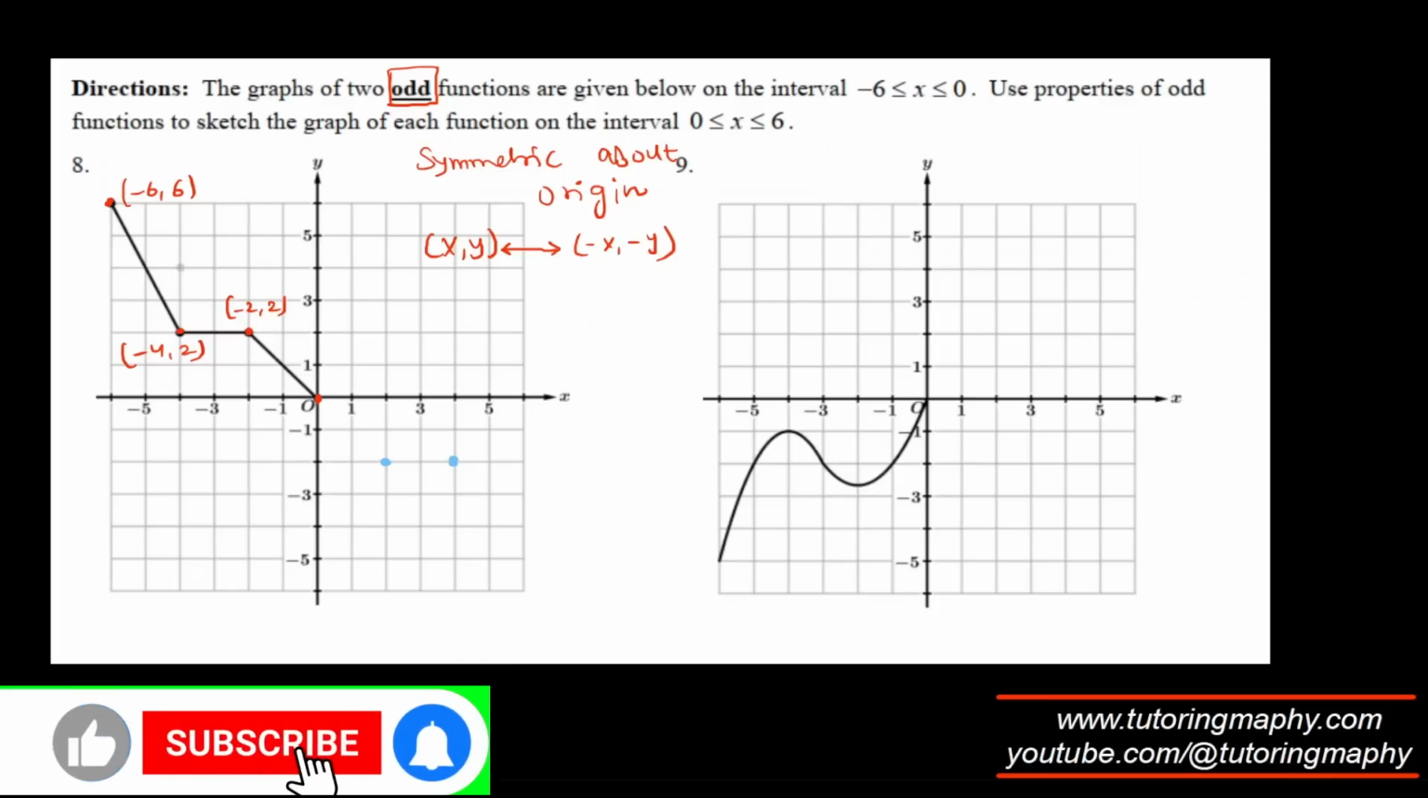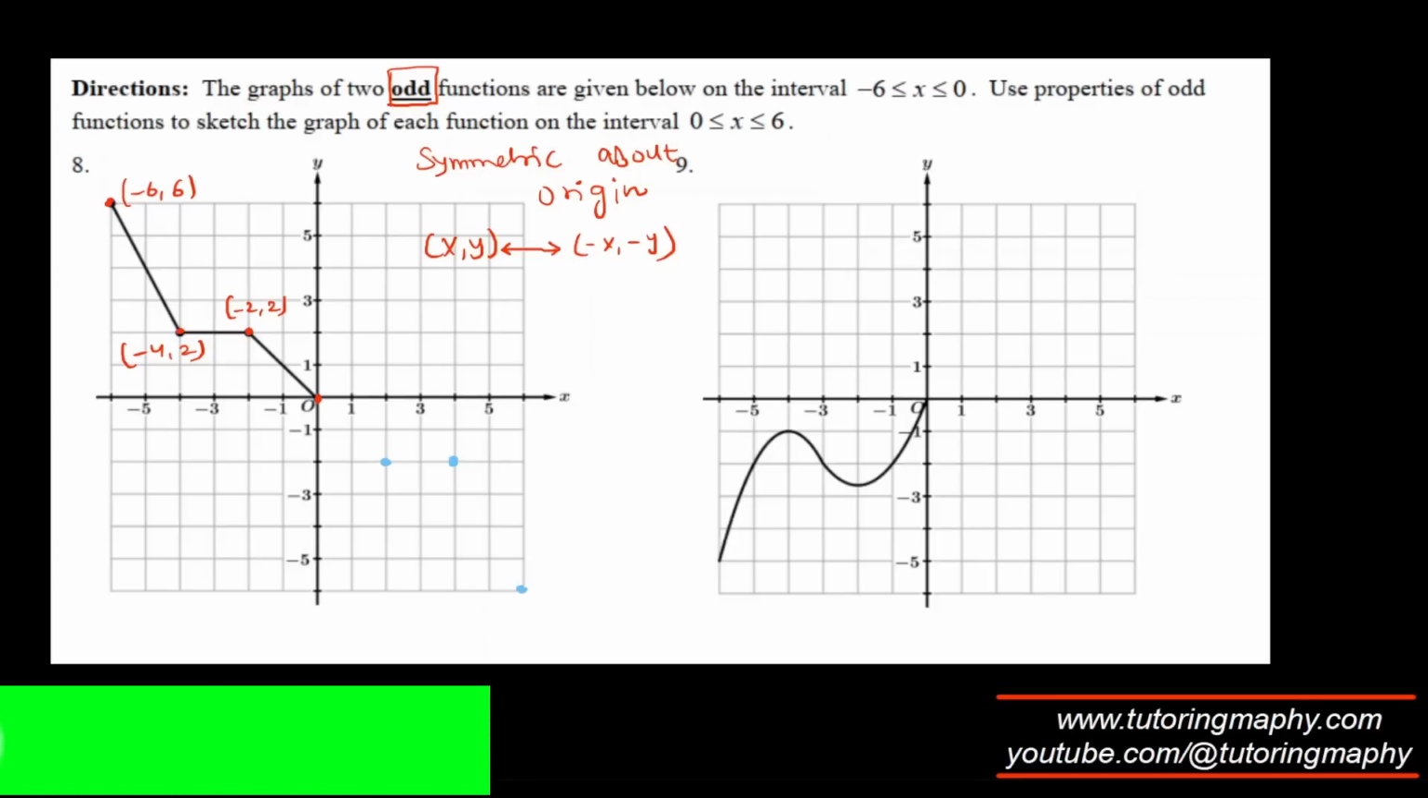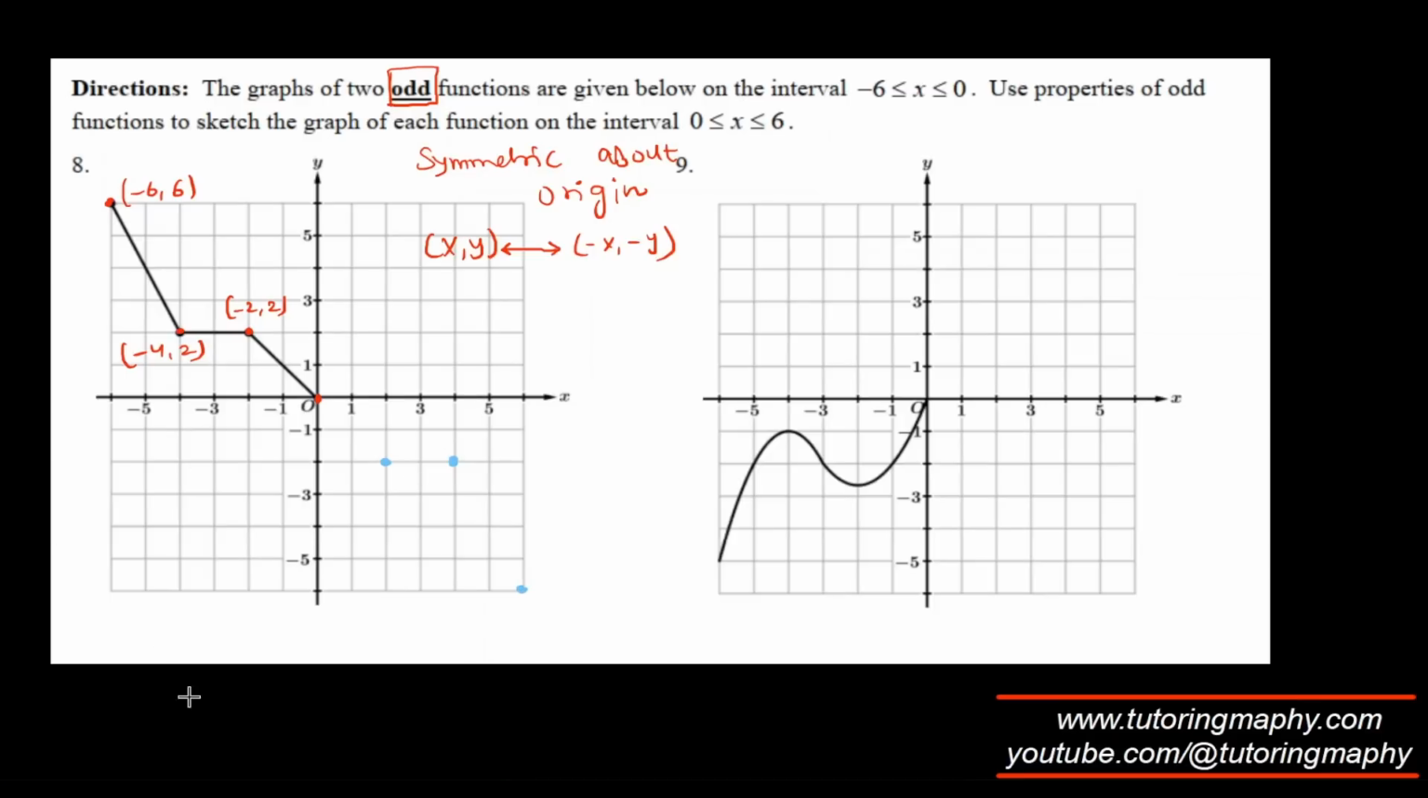So there you go. And then negative 6 comma 6 will become 6, negative 6. So 6 is here, negative 6 is here. And all you need to do is just connect it the same way the original function is connected. For example, with straight lines, right? So we connect this and this with straight line, with straight line, and with straight line. That's about it. That is the graph of that. That's the remaining half of this odd function.